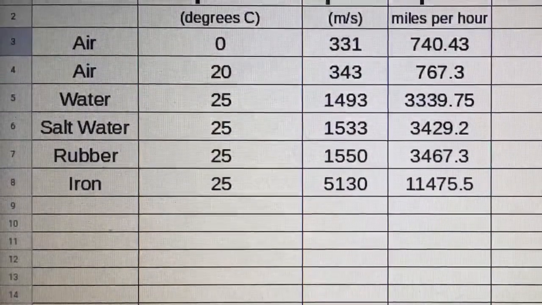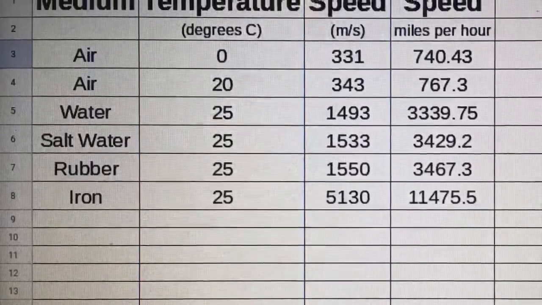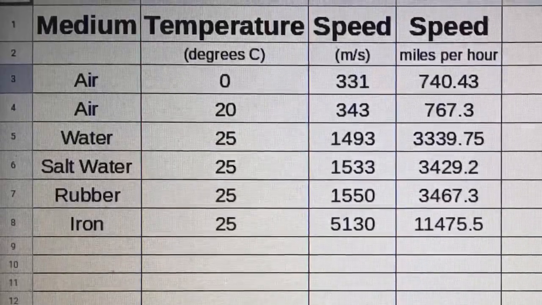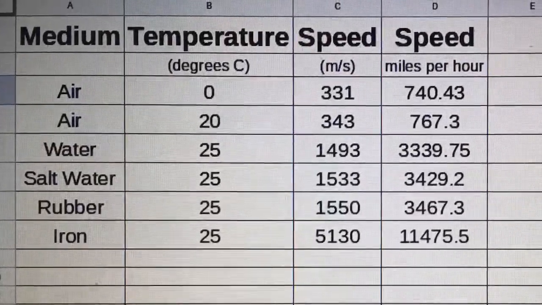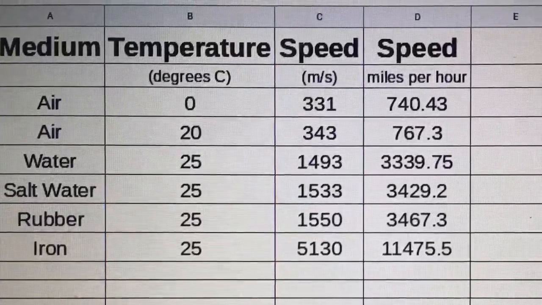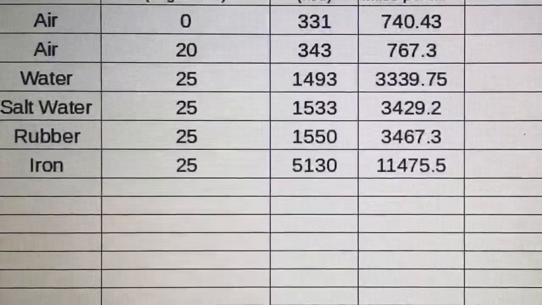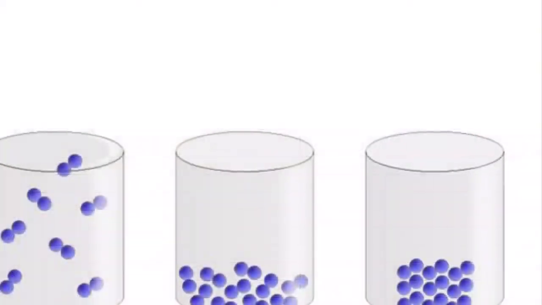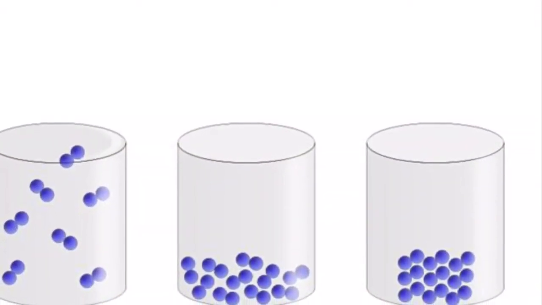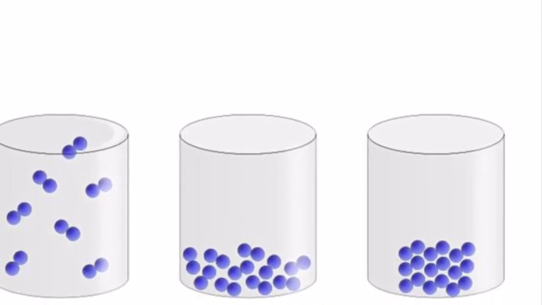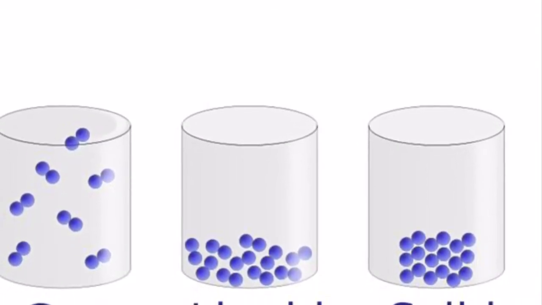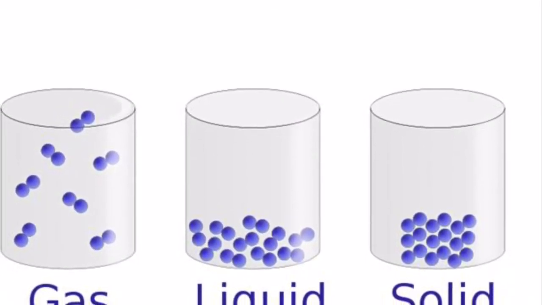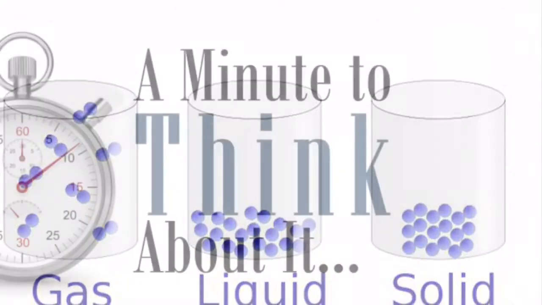This chart shows the speed in which sound travels through different mediums: air, water, salt water, rubber, and iron. Looking at the chart, which state of matter do you think transfers sound waves the fastest, and why? As you think about that, look at the pictures on the screen and remember that the particles within a solid are tightly packed together and just vibrate in place. The particles in a liquid are looser and can move around, and the particles in the gas move around completely freely.